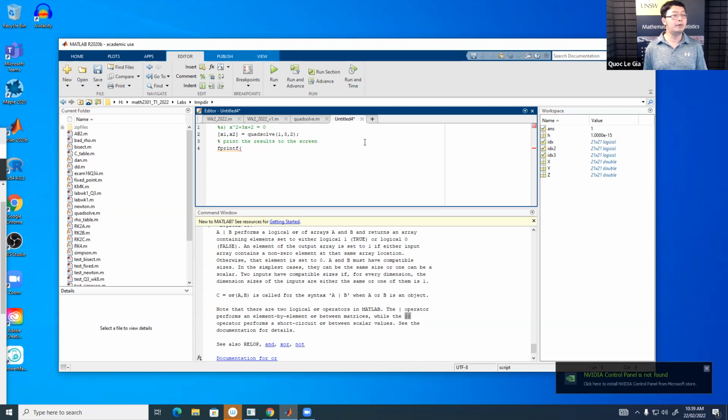Then fprintf, and then you print out ABC. So A is 1, B is 3, and C is 2. Now we have to print out ABC as scientific numbers, so %E, %E, and %E. And then you have to print out fx1 and fx2 as well.